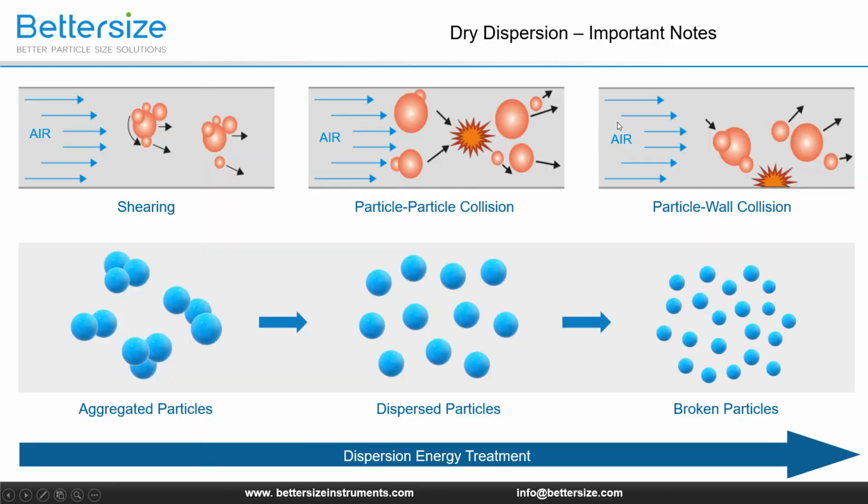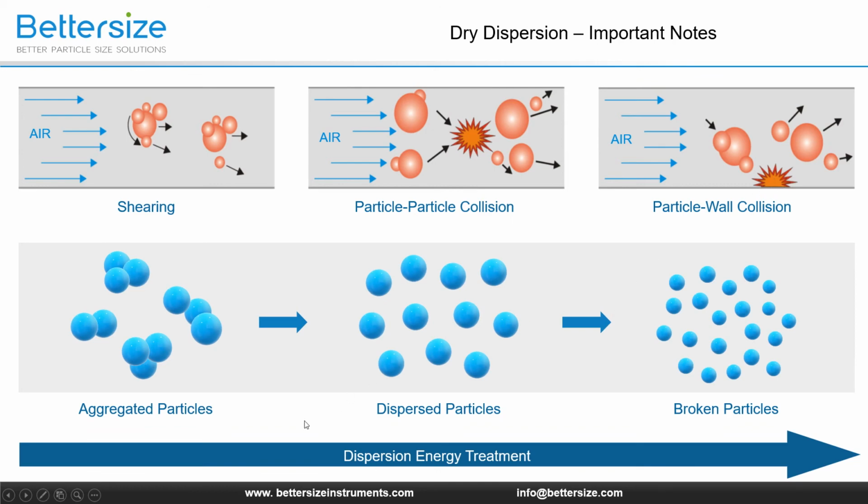Perhaps the most important note for dry measurement is to choose an appropriate dispersion pressure. In dry measurement, dispersion is carried out by three reactions: shearing, strong centrifugal and shear forces applied to particles due to airstream; particle-particle collision, where agglomerates with high kinetic energy collide with each other; and particle-wall collision, the most effective dispersing effect, but it is possible to break primary particles if the air pressure is too high.